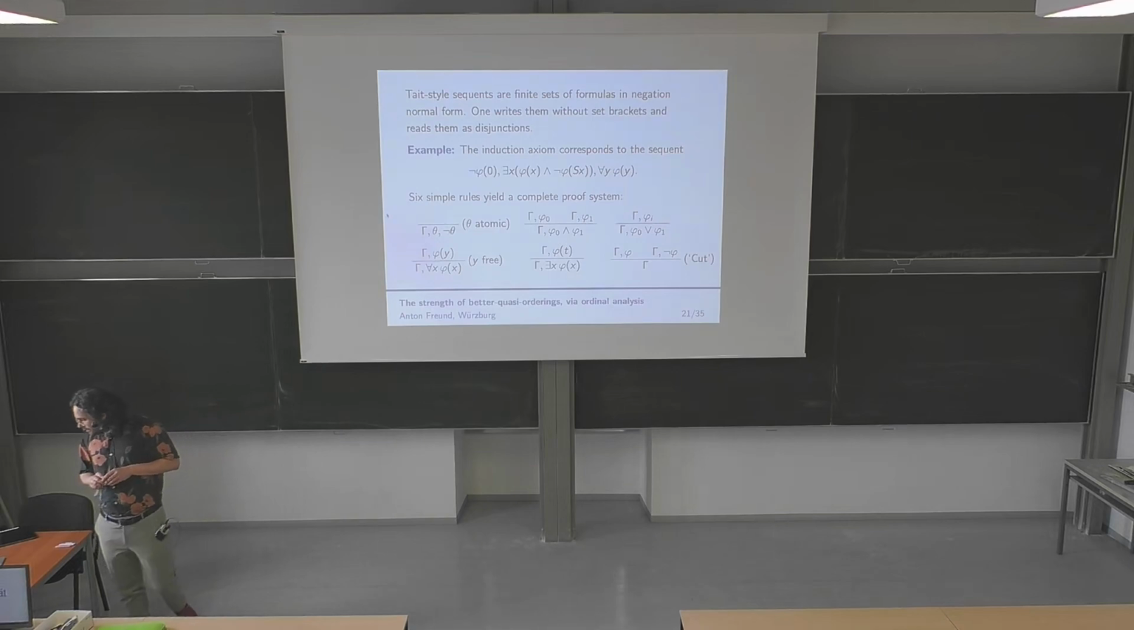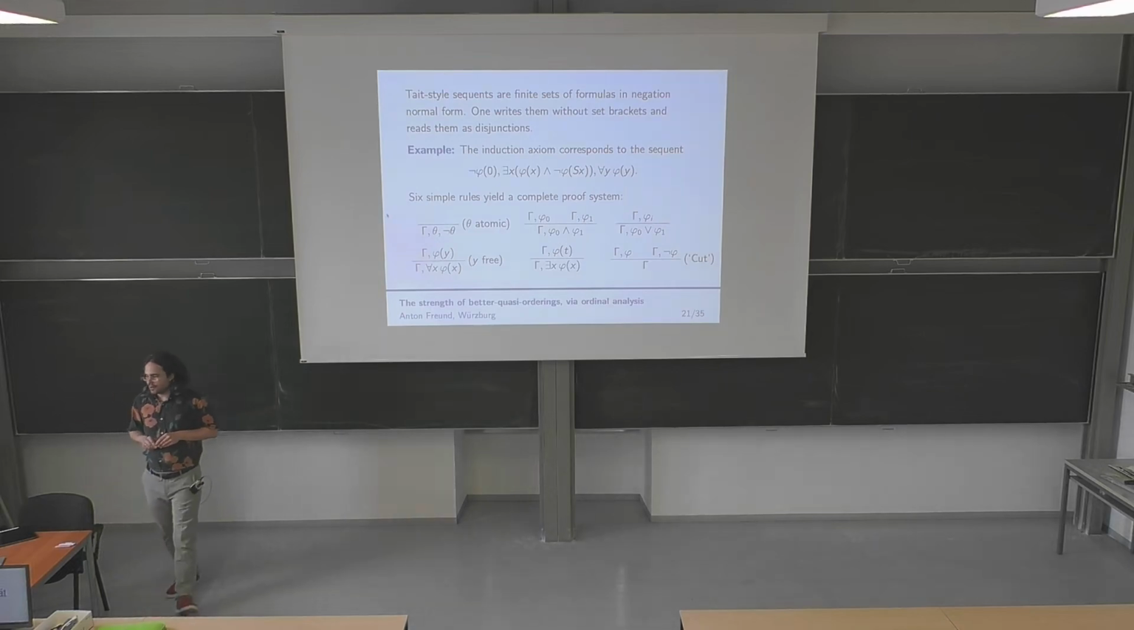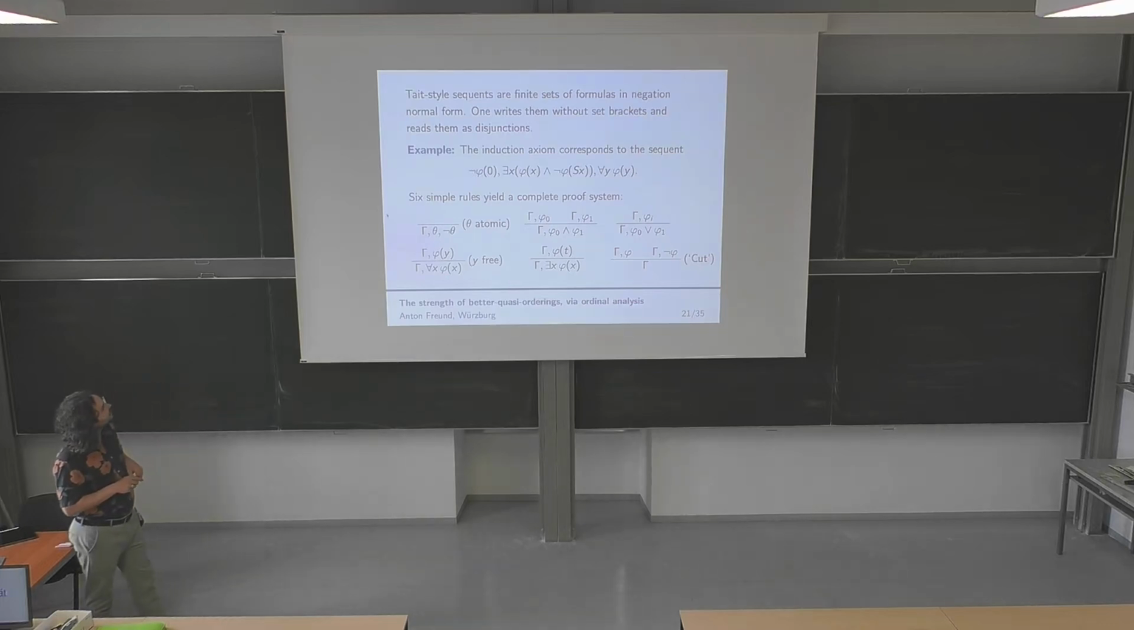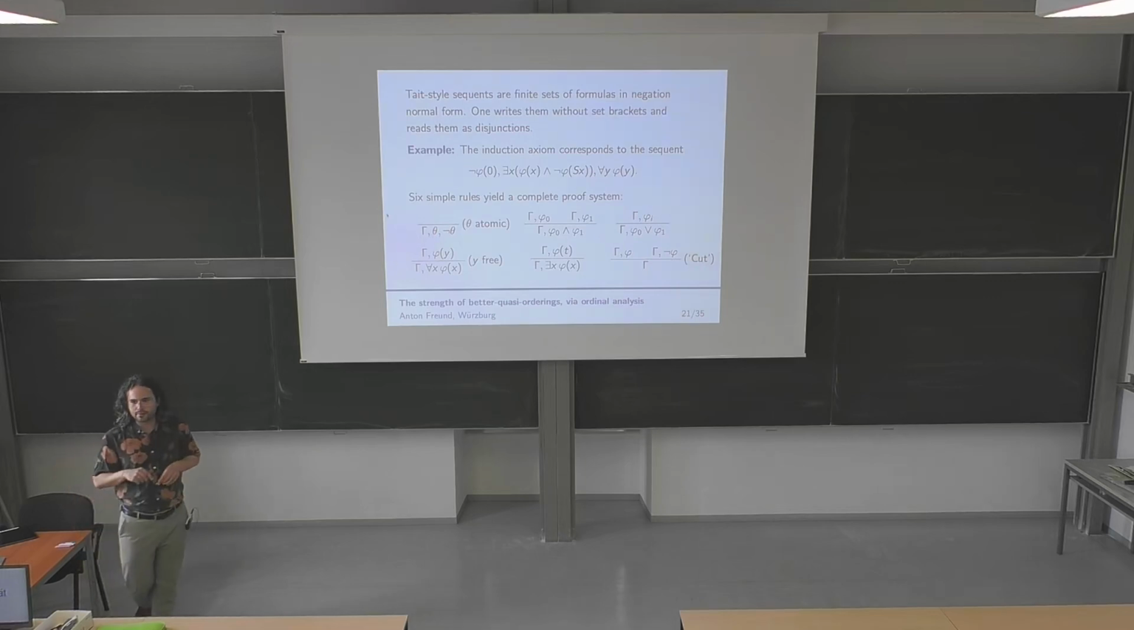And then you get a complete proof system if you just put 6 simple rules into place. So this first rule here says for each atomic formula, either this formula holds or it does not hold, and then you can always put side formulas. This is just weakening the sequence. So it says either theta or not theta or something from gamma, and gamma can be anything.